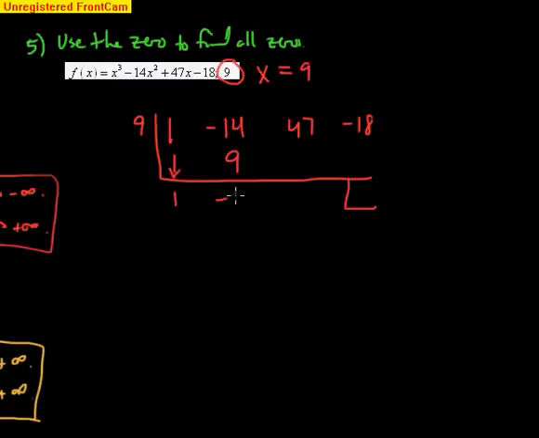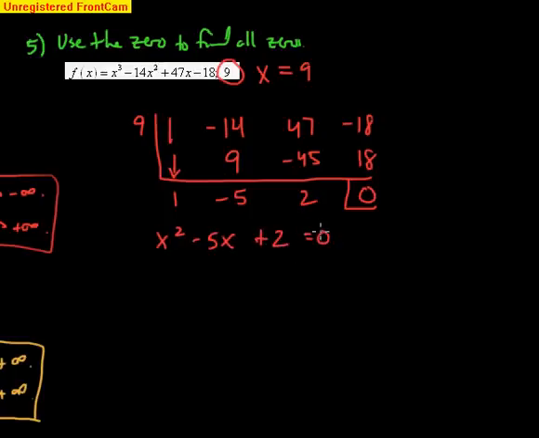Bring down the 1 and multiply by 9. Negative 5, multiply by 9. 2, multiply by 9. 0. And that's what I wanted. I wanted a remainder of 0. So now I have x squared minus 5x plus 2.